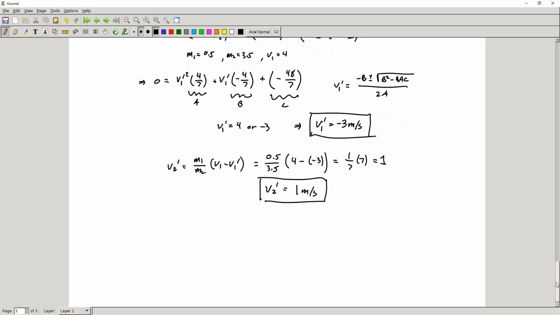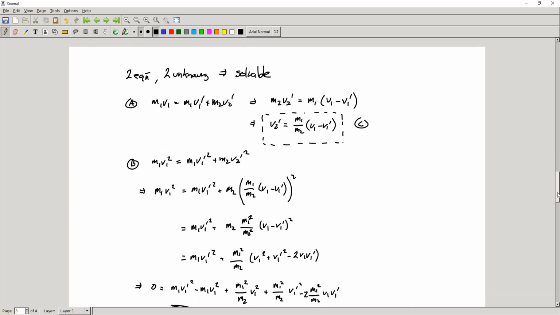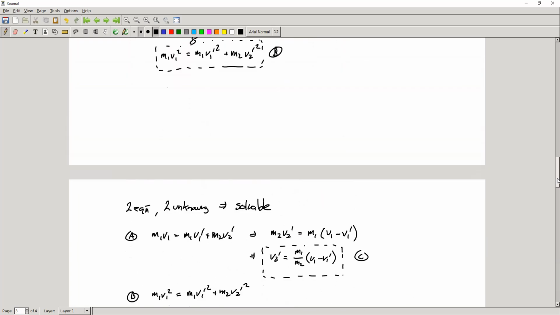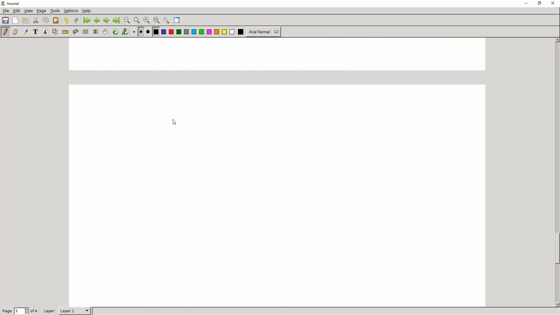So I just wanted to do a very quick additional look at the solution here. Could we have done this slightly differently, right? Let me recopy equations A and B here. I think I remember them. We had M1 V1 equal to M1 V1 prime plus M2 V2 prime. That was our equation A. And we also had M1 V1 squared equal to M1 V1 prime squared plus M2 V2 prime squared. That was our equation B.